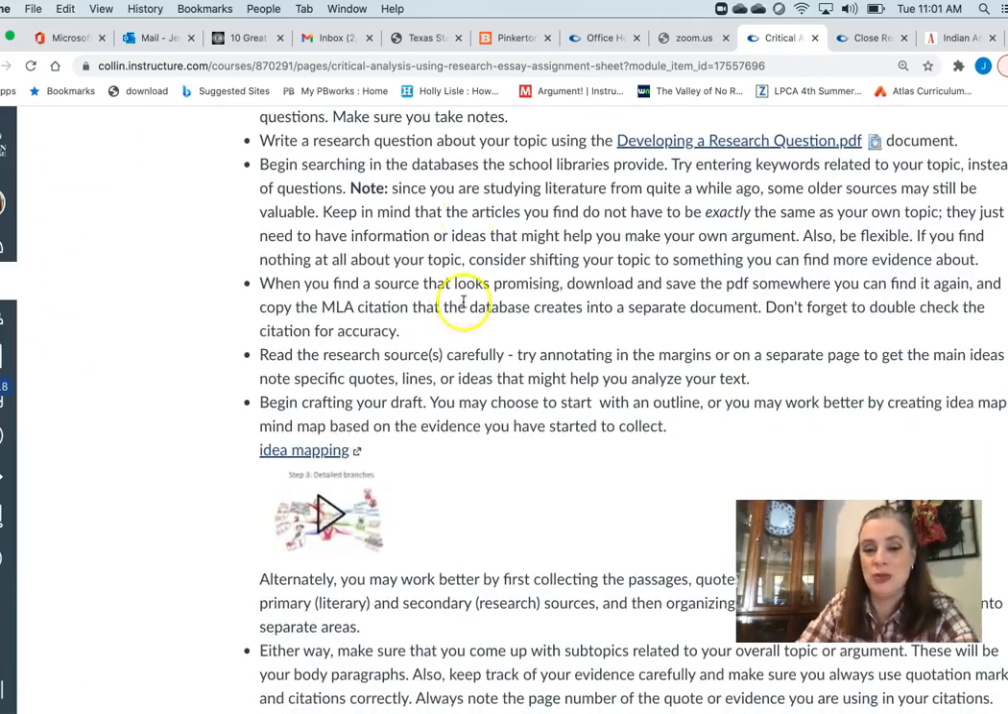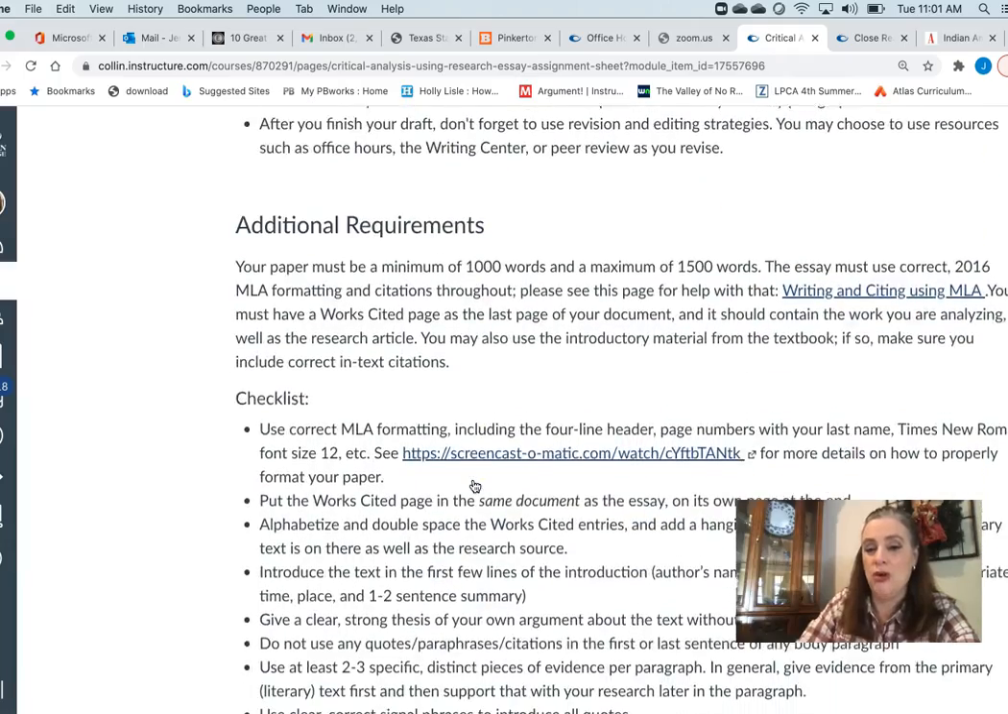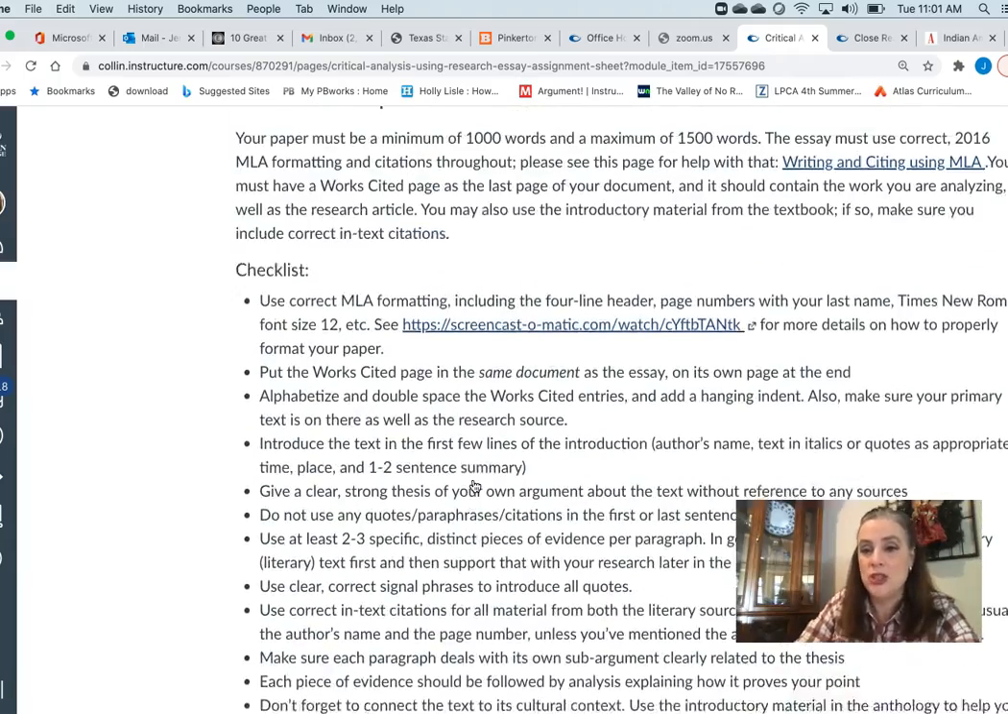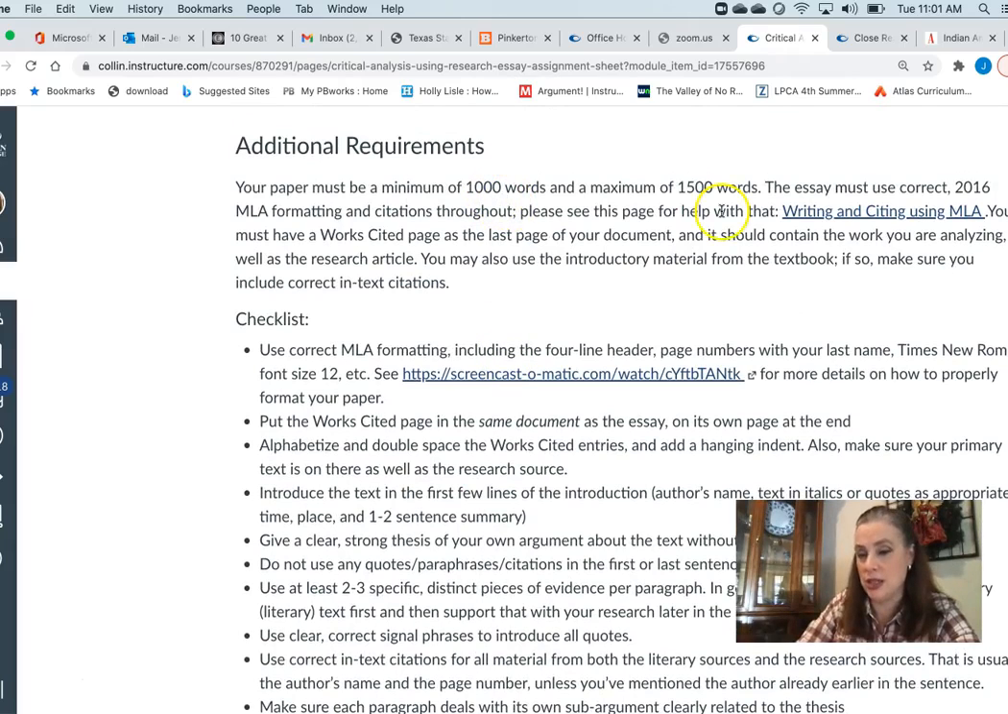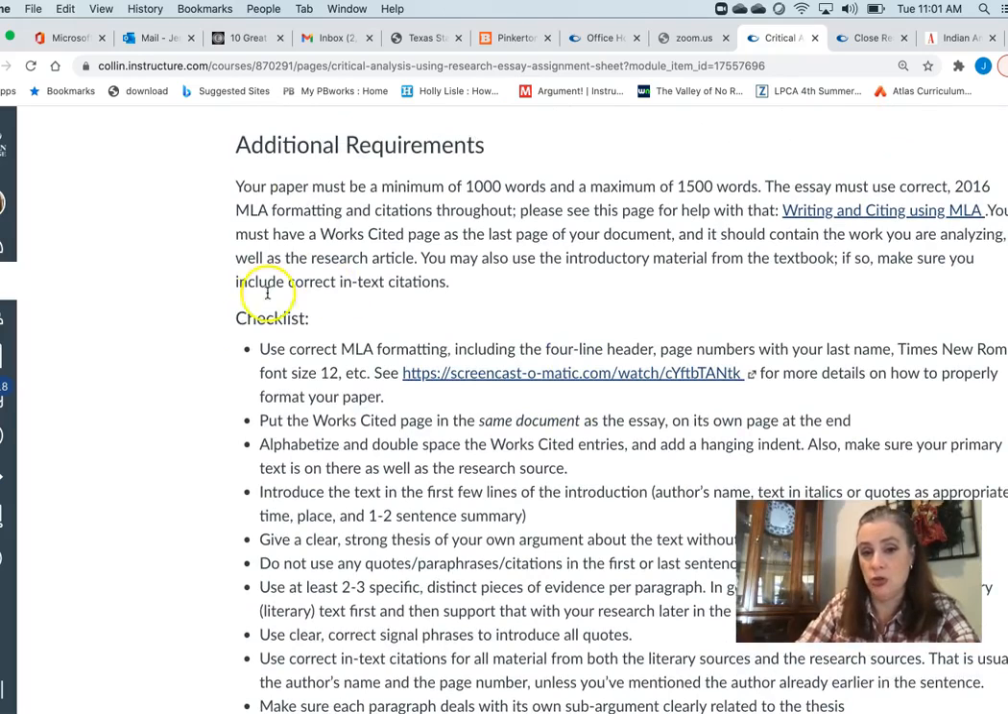Here are the steps for the assignment. And then additional requirements. This one is supposed to be 1,000 to 1,500 words. That does not include the works cited or the heading. Just to give you a visual, 1,000 words is about 3 full pages and on to a fourth. 1,500 words is about 5 full pages and perhaps on to a sixth, depending on how long your words are and how much quoting you've been doing. So please just keep that in mind. Here is a link under additional requirements and checklist.